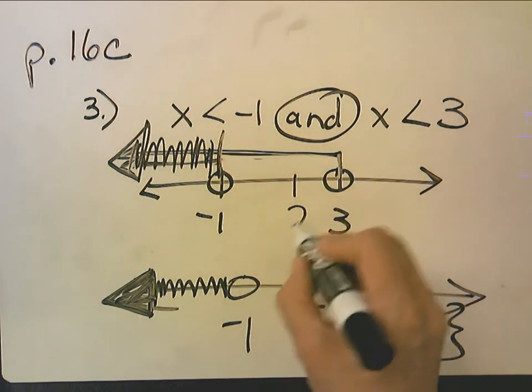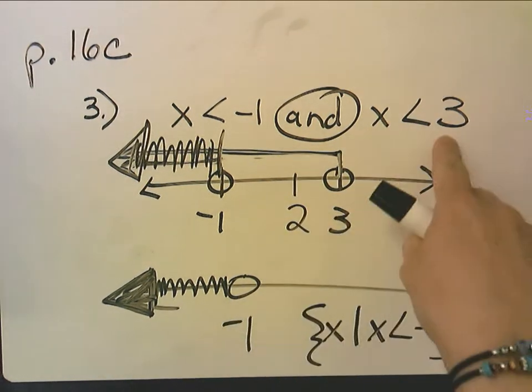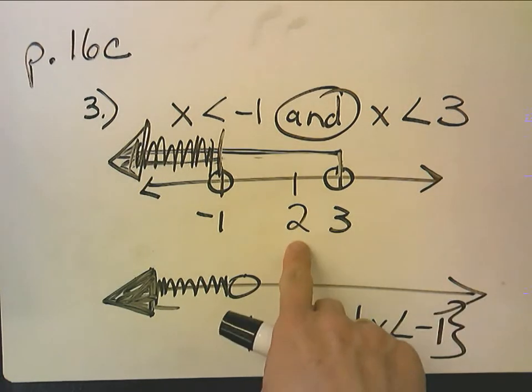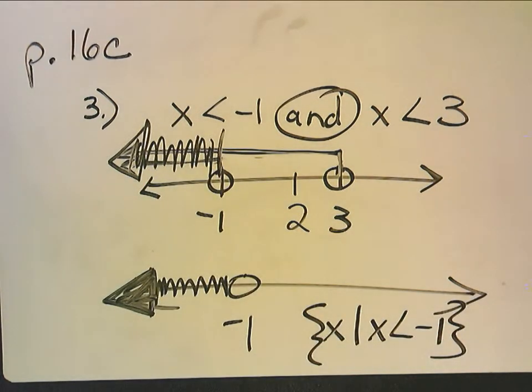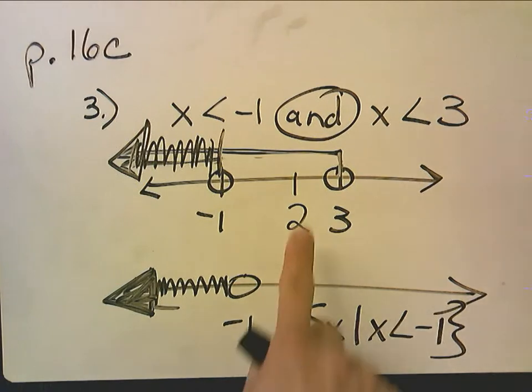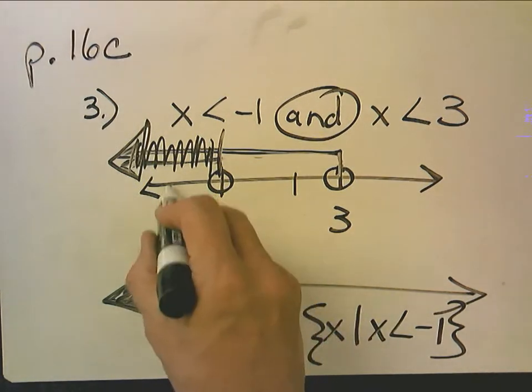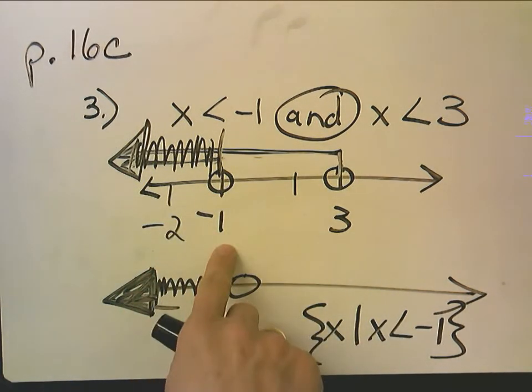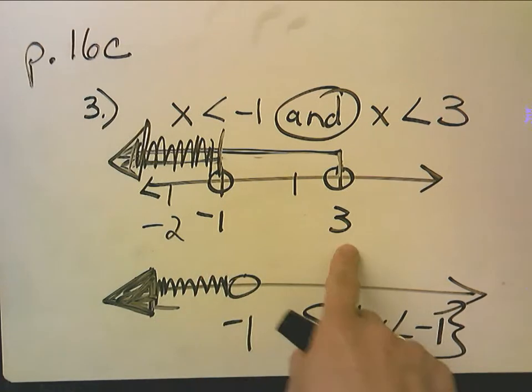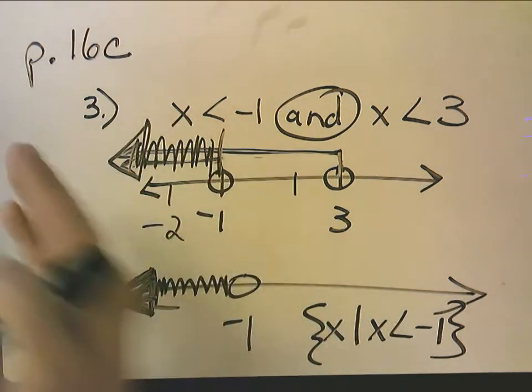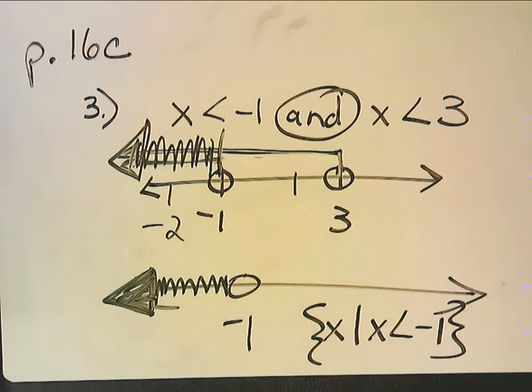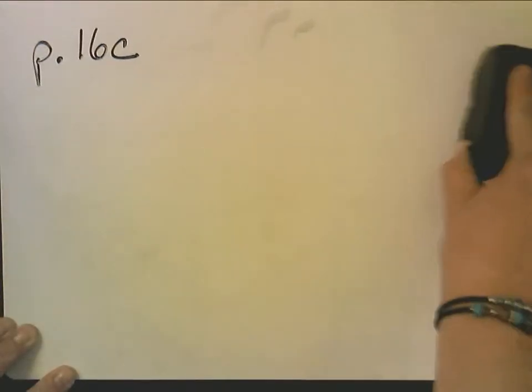Let's think of the number 2. The number 2 is less than 3, but is it also less than -1? No. So it doesn't fulfill both requirements. Let's think of the number -2. Is it less than -1? Yes. Is it less than 3? Yes. So these numbers going in that direction fulfill both requirements. Okay, now try 4, 5, and 6 on your own. Stop the tape and then watch me do them.